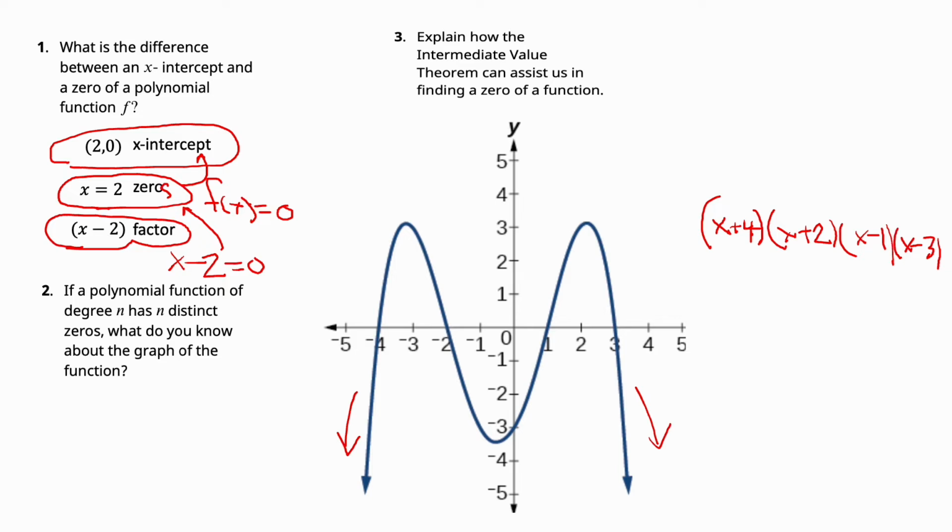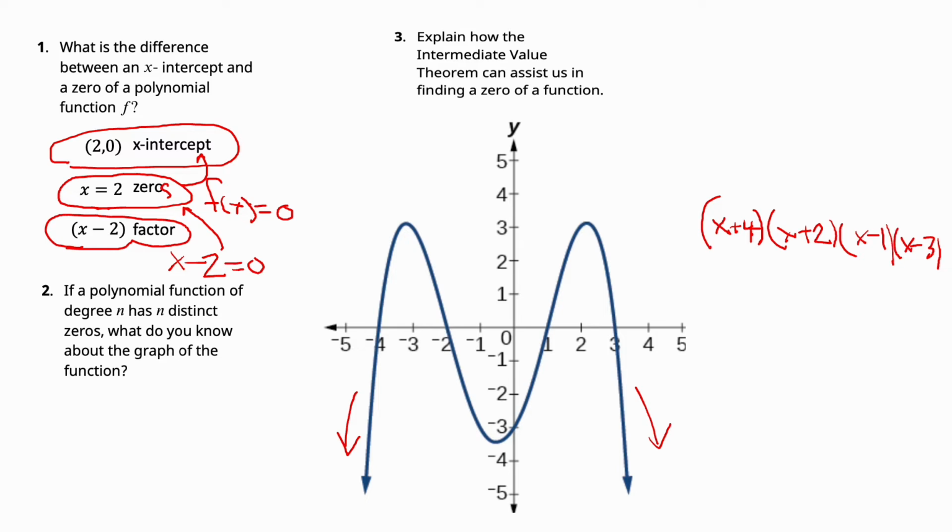We know that it's an even degree polynomial from what we were just talking about. If a polynomial function of degree n has n distinct zeros, what do you know about the graph of the function? Well, we know that it's at least degree n, right? Because if you have 4 zeros like this, 1, 2, 3, 4, you know that it's at least a degree 4 polynomial. Now, it could be more because I don't know what the multiplicities are, right?